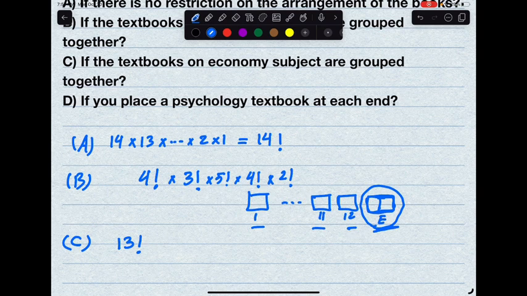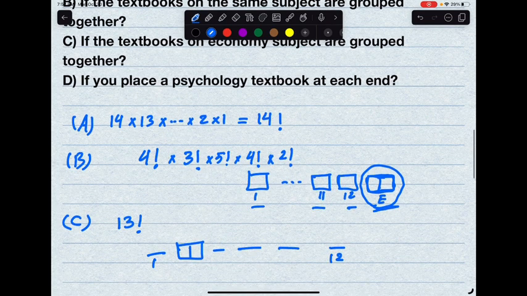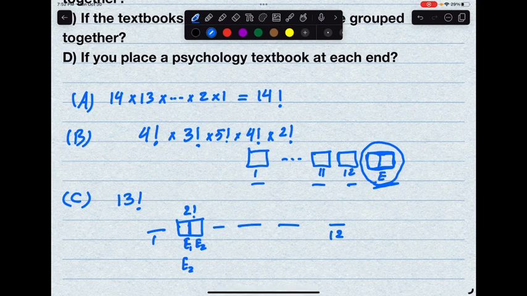For example, we can have book number 1, then the 2 economic books, then 2, 3, 4 up to book 12. But what can happen for these 2 economic books? There are 2 factorial permutations here. Economic number 1 can be here and economic number 2 here, or economic number 2 first, then economic number 1. So there are 2 factorial arrangements for the two economic books. So the answer is 13 factorial times 2 factorial.